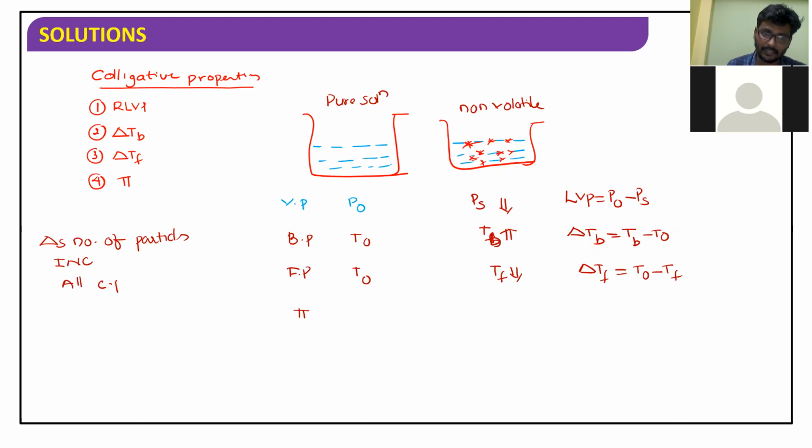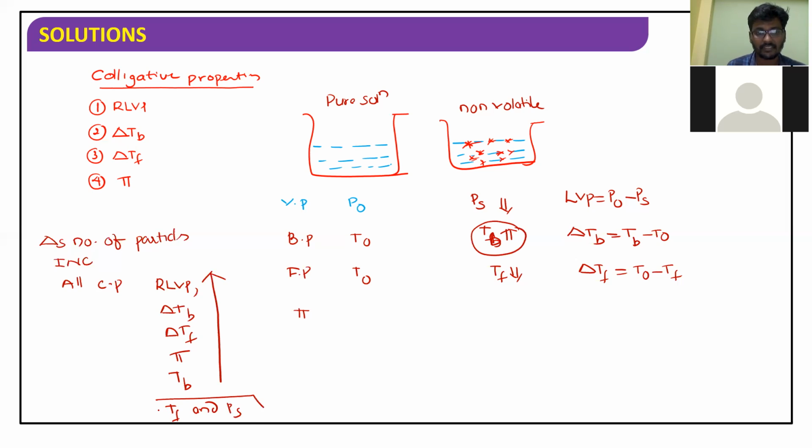all colligative properties, one is relative lowering of vapor pressure, delta TB, delta TF, pi, not only pi, boiling point of the solution. All these increase, but the freezing point and vapor pressure of the solution, these two decrease. You remember this point. This is enough for solving some problems.